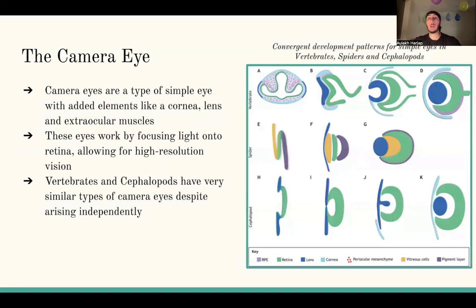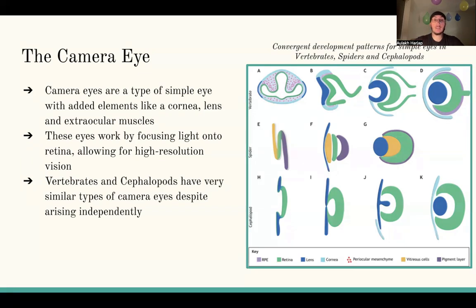Moving on, we have the camera eye, which is found in vertebrates like us and in cephalopods like octopuses, and these provide detailed images. These eyes are essentially still simple eyes, like cup eyes, but with added elements such as a cornea, a lens, and extraocular muscles that help animals within their specific ecological niches. This type of eye has a lens that focuses light onto a retina, allowing for sharp, high-resolution vision, and this is the exact type of eye you're currently using to view this presentation.